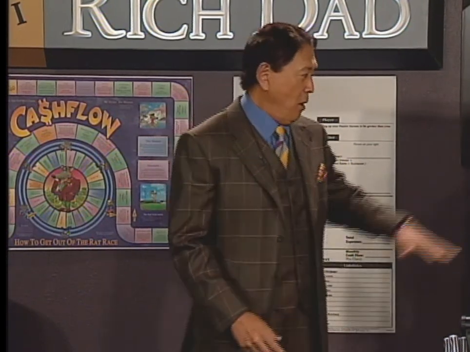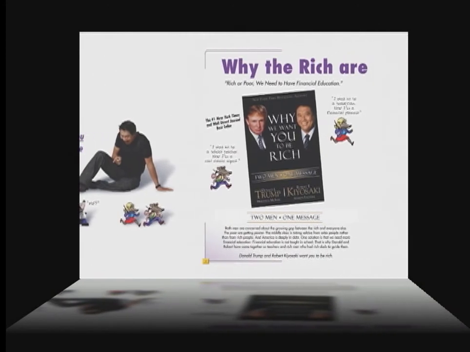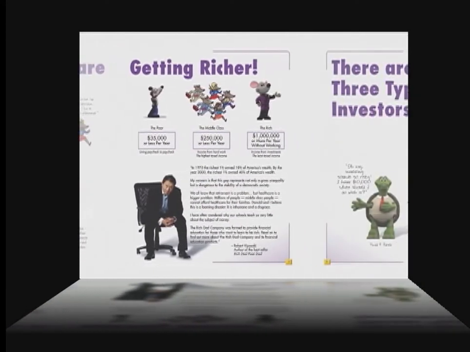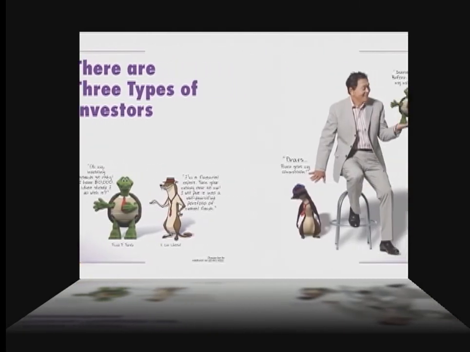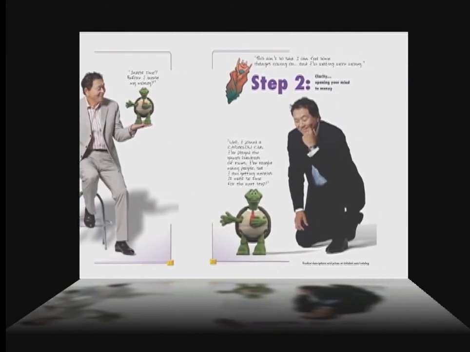Okay, so welcome back, and today we're going to go into part 2, which is clarity. And for those of you who have this book, "Is It Time for You to Get Out of the Rat Race?", it's a little storybook, but it's also a catalog of some of our products. But step 2, or clarity, is a very important part of the lesson plan.